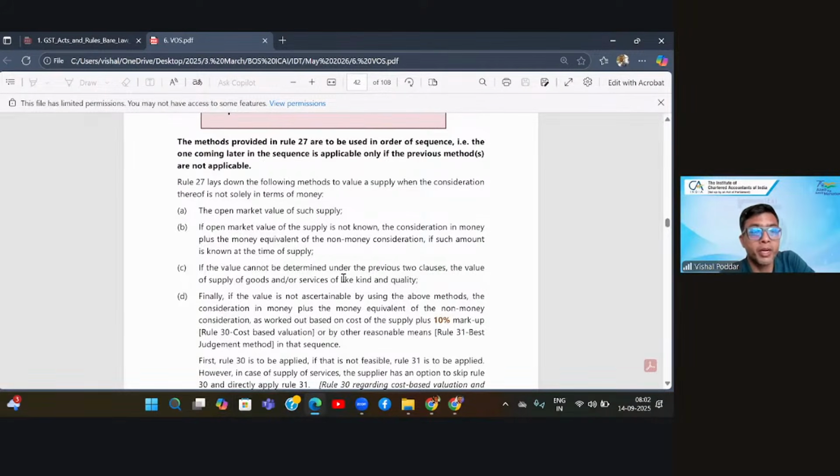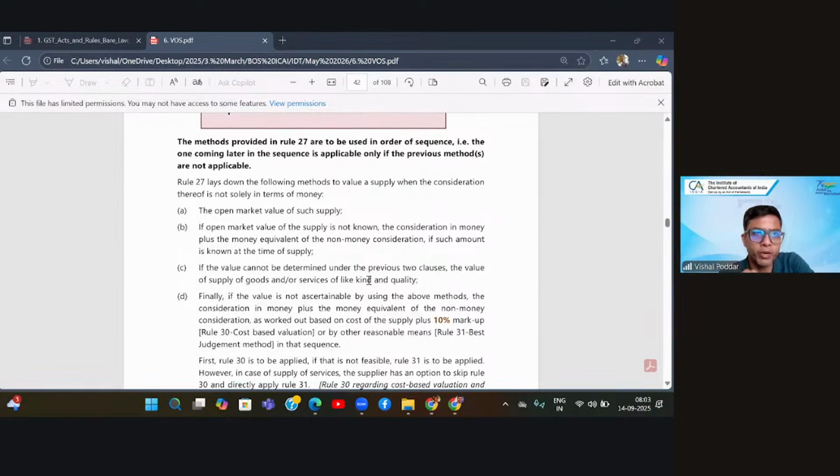Yeah, but what is open market value? What is the meaning of that? In my example, what is open market value? Because I want to understand these rules practically in a real life scenario, not academically. So I've given you a simple real life scenario.